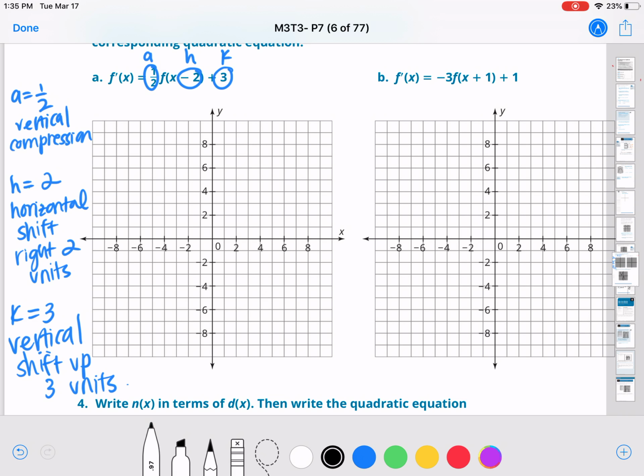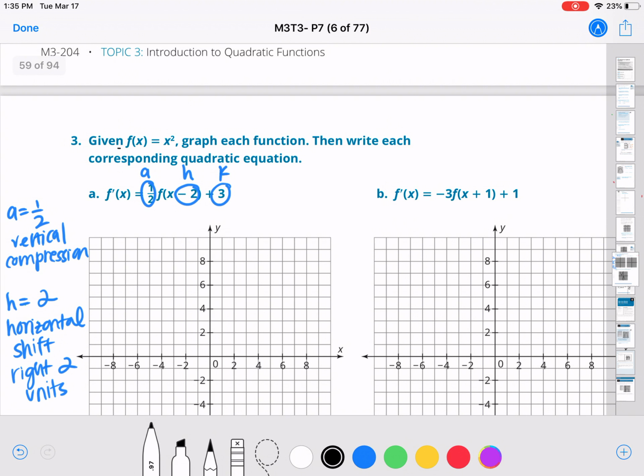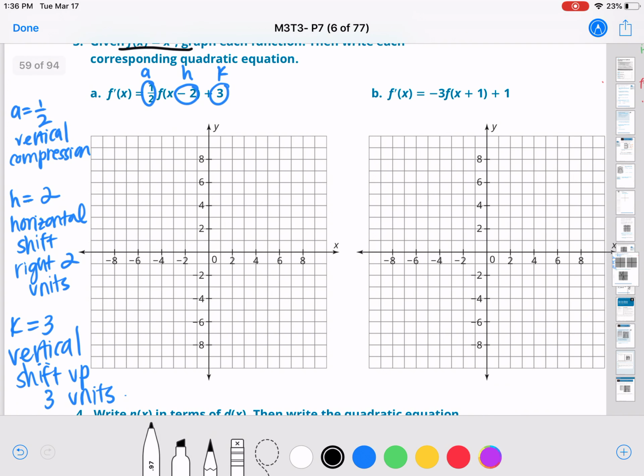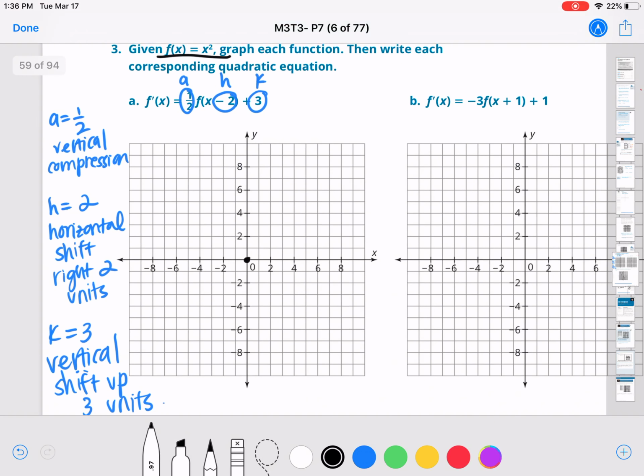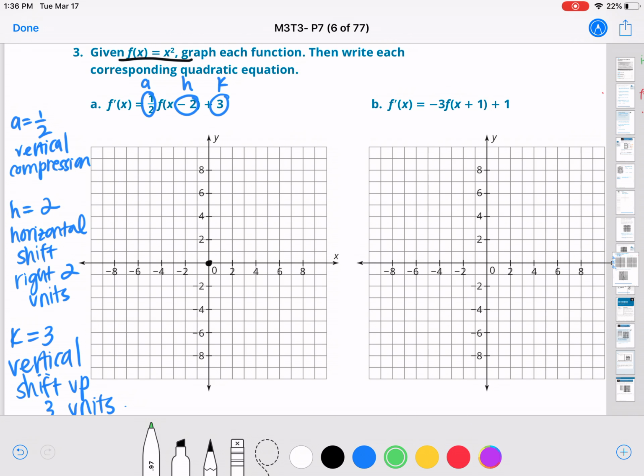From here, this time it didn't give me, actually it did. It said my f of x is x squared. That's the parent function. The parent function is concave up because it's positive in the front. It has a positive a value. It's not dilated. The vertex is at the origin. So the parent function looks like this. I'm transforming the parent function. So when you apply these transformations for this problem, you're going to start at the origin, just like the last problem we started at the vertex. This one we start at the origin. I'm going to move horizontally first.